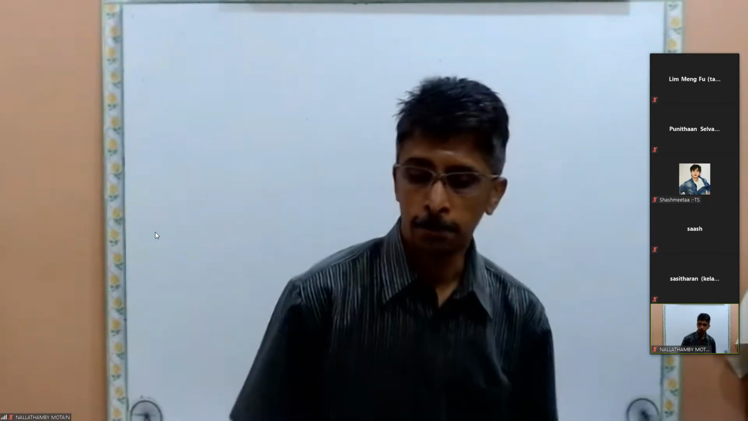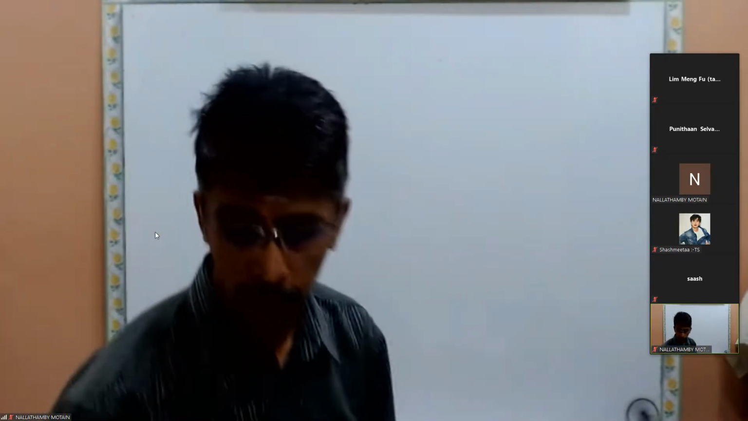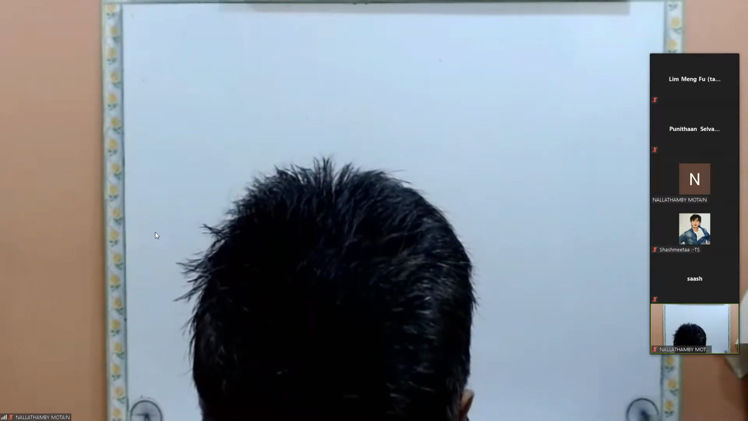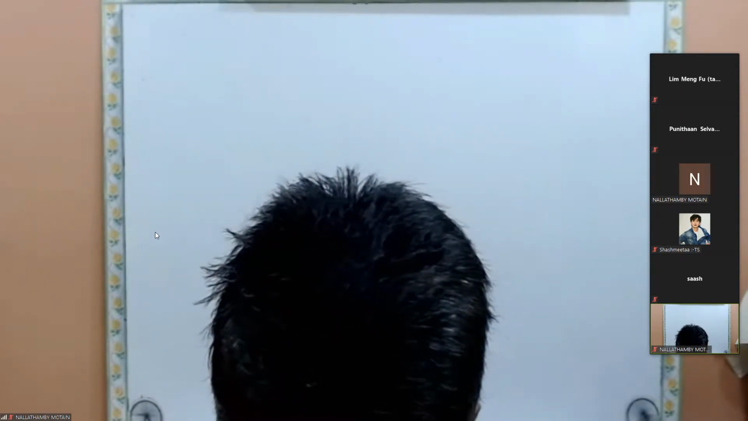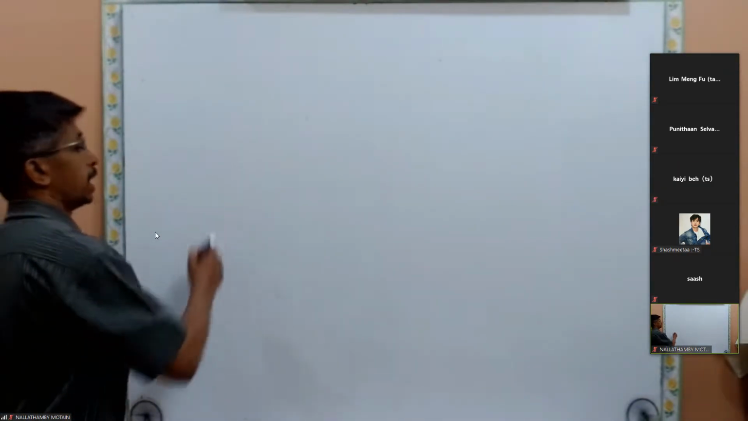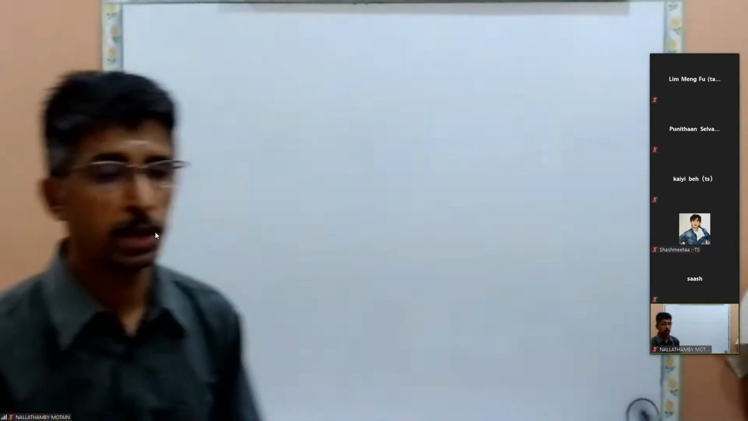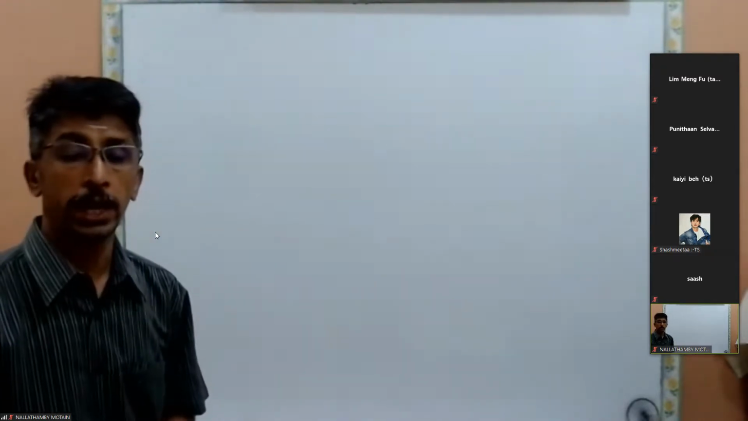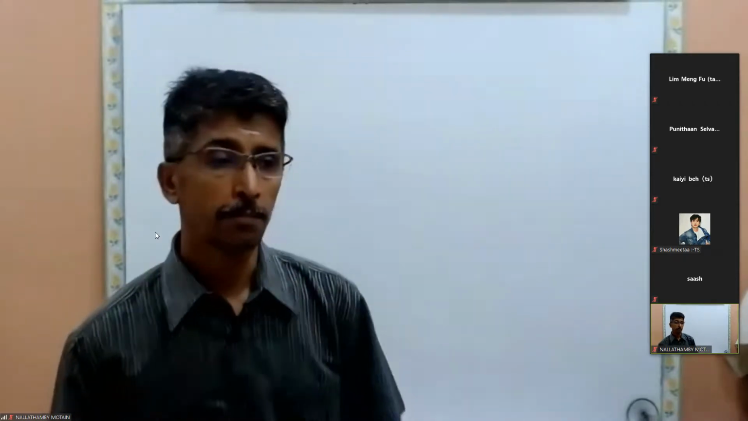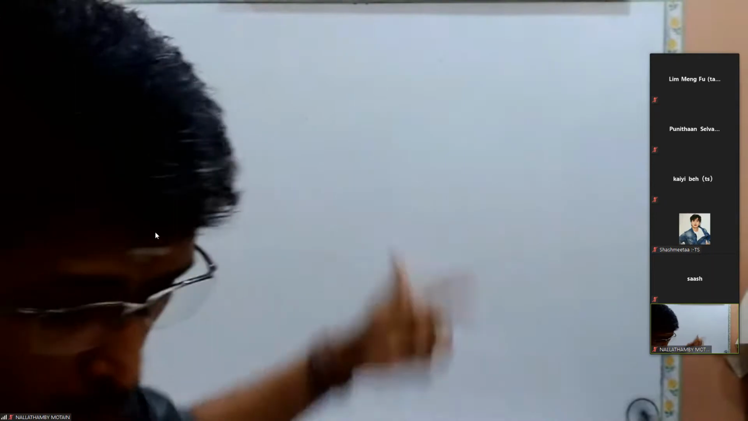Okay. Force acting on a current carrying conductor in a magnetic field. Last week, I gave you a conductor placed in the magnetic field, and it experiences force, and that force we can determine using Fleming's left-hand rule. Okay, Fleming's left-hand rule.